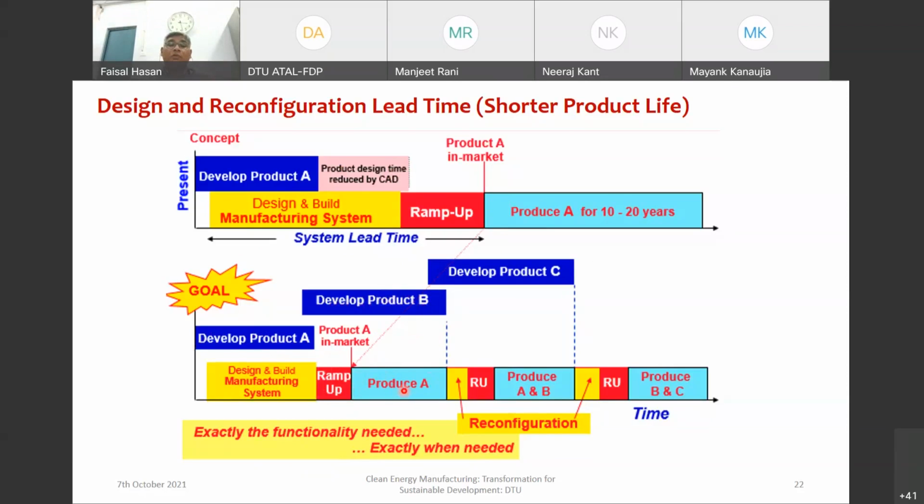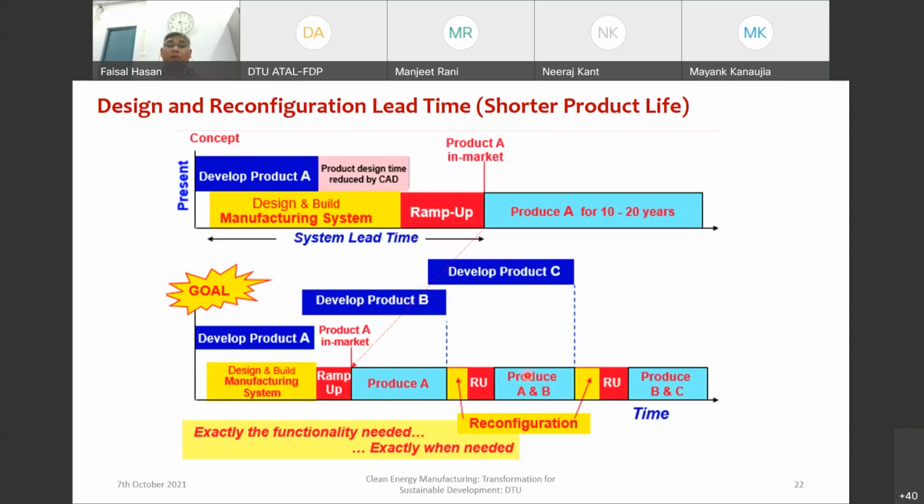Now, what we have to do, we have to produce this product A as well, because the demand is still there, but slowly we have to look at what product B requirements are there. So the thing is, once this production is over, my system should be ready for producing this product B. This is what we call reconfiguration of the system. Now, instead of producing A, I am producing product B. So this is called the ramp up time.